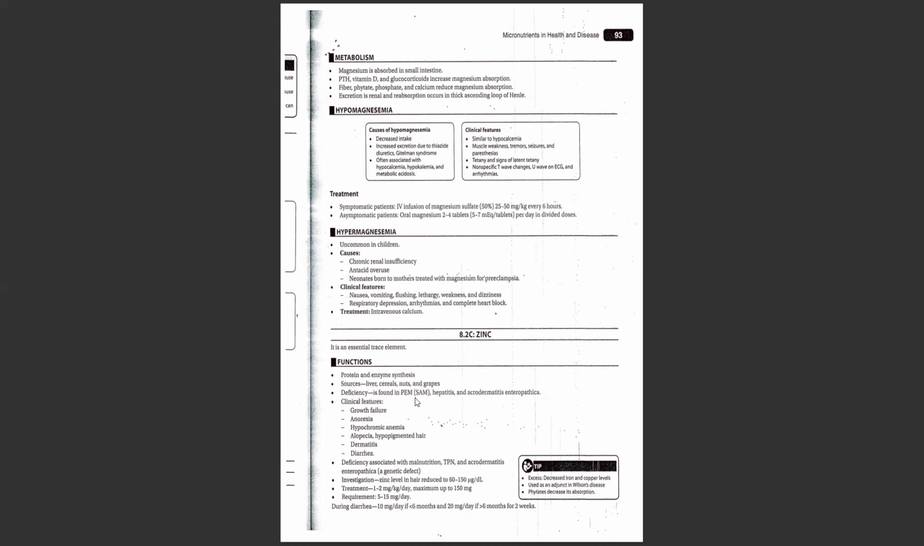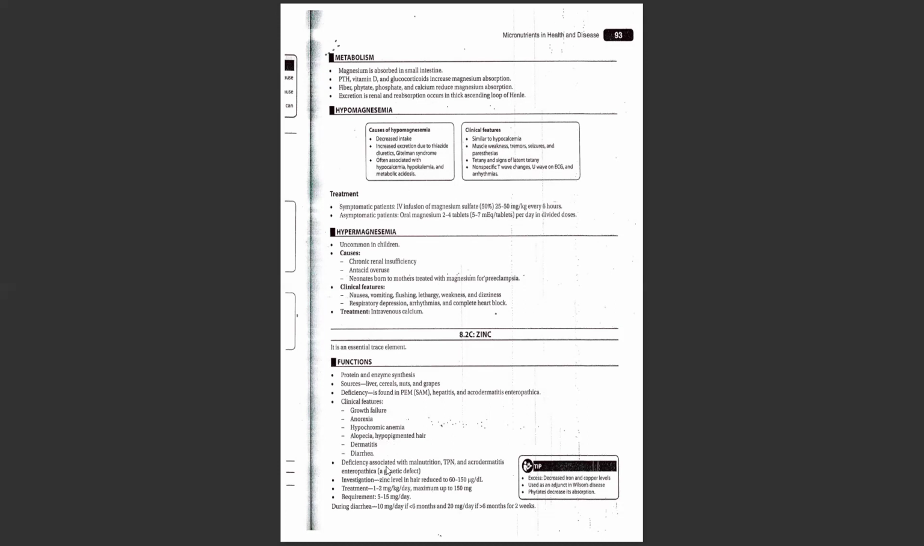And the deficiency is found in protein energy malnutrition, child hepatitis, and acrodermatitis enteropathica. Also, in chronic diarrhea patients there will be zinc deficiency, and that is manifested as acrodermatitis enteropathica and hepatitis. And the clinical features include growth failure, that is physical growth failure is the most important clinical feature. And then we have anorexia, hypochromic anemia, alopecia, hypopigmented hair, dermatitis, and diarrhea.